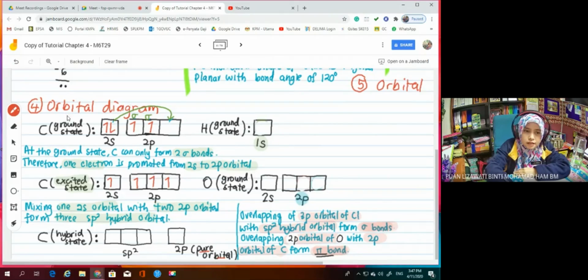Okay, now the excited state is unstable, right? So we have to mix one 2s orbital with two 2p orbitals in order to form sp2 hybrid orbitals, which means it has 3 sp2 hybrid orbitals. As we can see here, there is still one valence electron located in 2p. You just write it down in the orbital diagram for the hybrid state. This 2p pure orbital is there in order to form the pi bond.